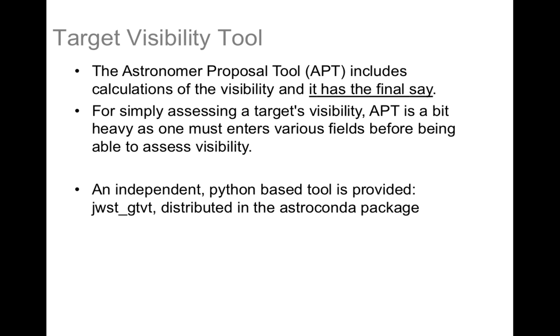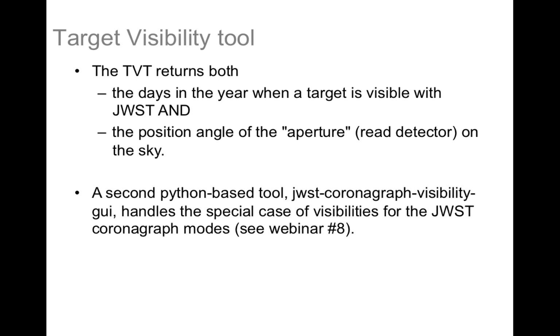So that's why there's an independent Python-based tool that's simpler to use, and you can only address this question of visibility. And it's distributed in the AstroConda package. The target visibility tool returns two things. It gives you when in the year is a target visible, and it gives you the position angle of the target in your field of view. So it's basically the position angle of the aperture of the detector on the sky. There's also a second Python-based tool for coronagraphy that we will not cover today, but in webinar number 8.